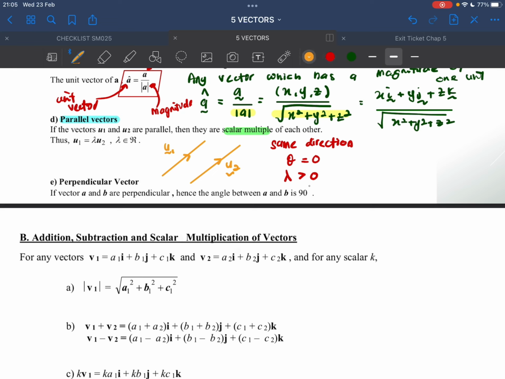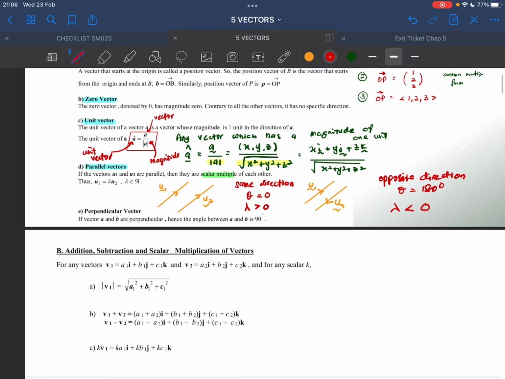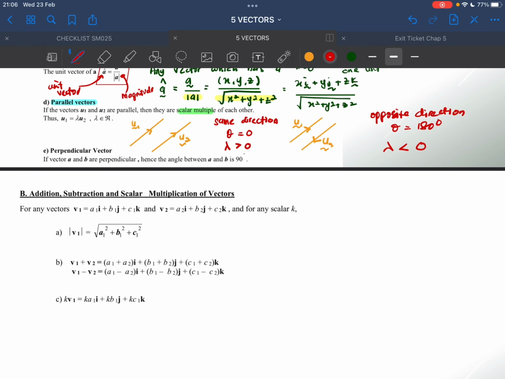And what would happen if the vectors go in opposite direction? If this is u1 and this is your u2, what will happen if the vectors go in opposite directions? Your theta will be 180 and the lambda will be negative. Your lambda is less than 0. So the last one here is a perpendicular vector.